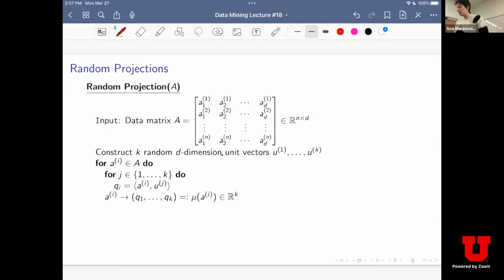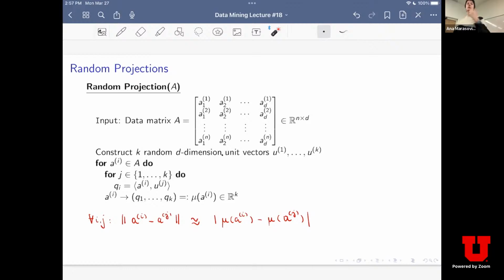And then again, I will just repeat it. The big point that we have made is that the distance for every i, j, the norm of a_i minus a_j, is approximately the same as the norm of the mapped a_i minus the mapped a_j. So we mapped everything to a lower dimensional space, but distances are preserved. That was important. And to me at least, this is actually kind of incredible, that you can just take any k random vectors and be able to find this mapping that preserves these distances.